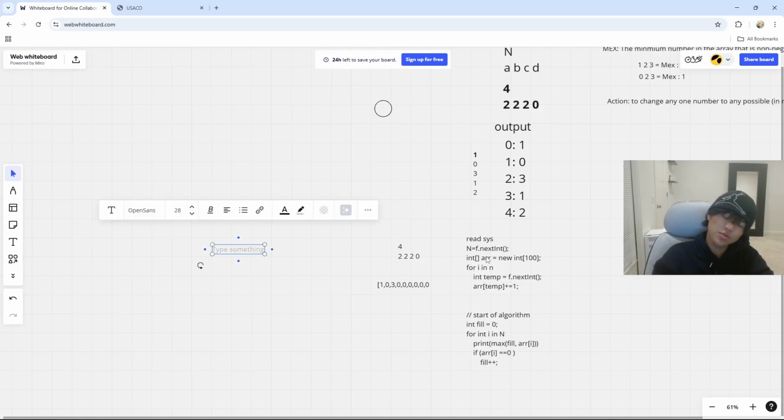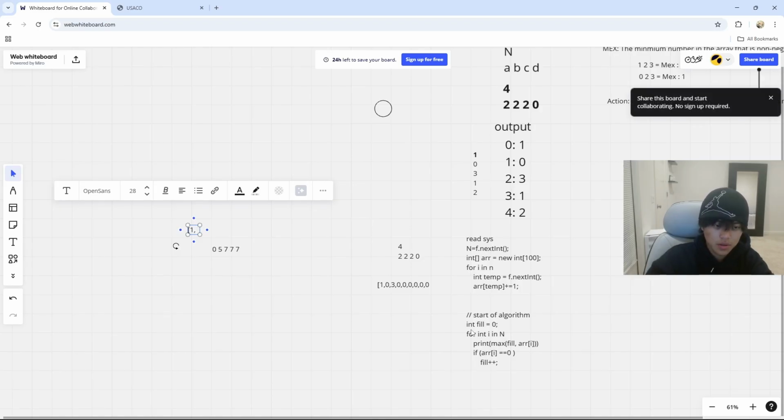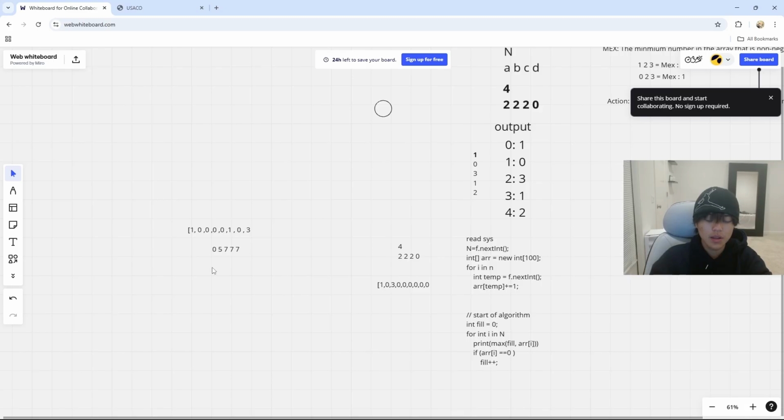So let me do a quick little example. So we'll do 0, 5, 7, 7, 7. Okay. And then the array would look like 0, 1, 2, 3, 4, 5, 6, 7. It would look something like that, right? Pretty sure that's right. Yeah.